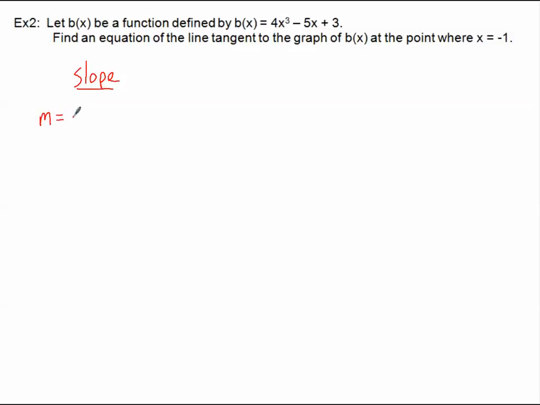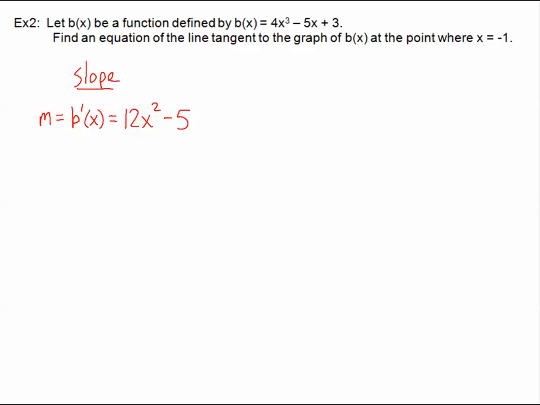Slope is going to be coming from my derivative, so that's b prime of x. It doesn't say anything about a formal definition, so I can use my little shortcut. So let's figure out what b prime of x is going to be. This first term is going to give me a 12x squared. This second term is going to give me a -5. And this third term is going to wipe away because the 0 exponent will cancel anything away. So there's my expression for slope.